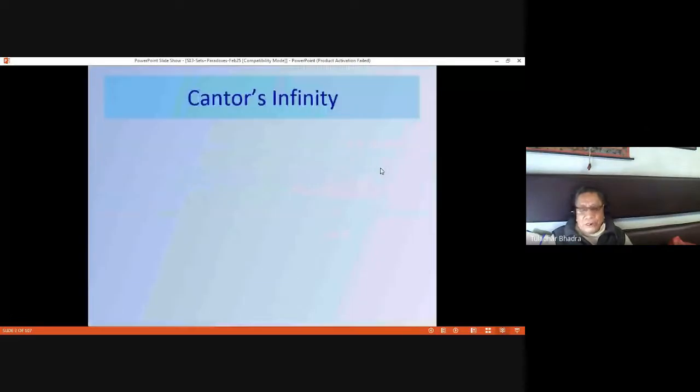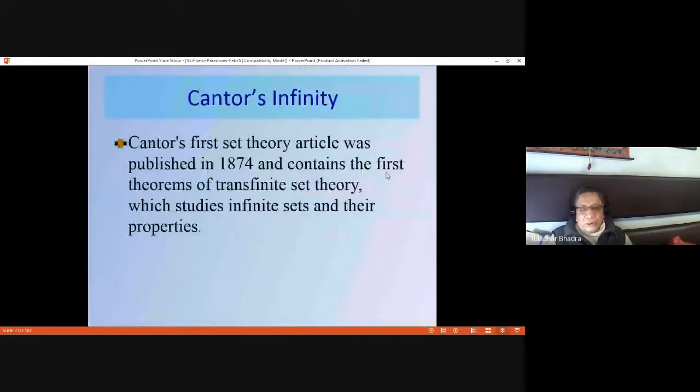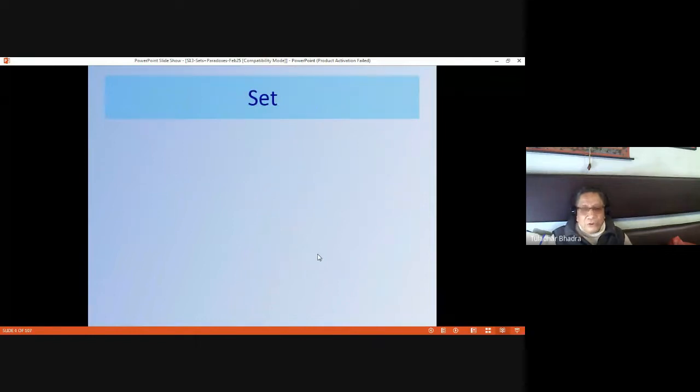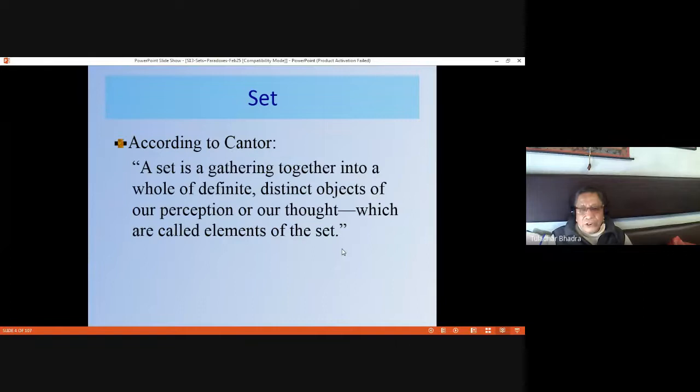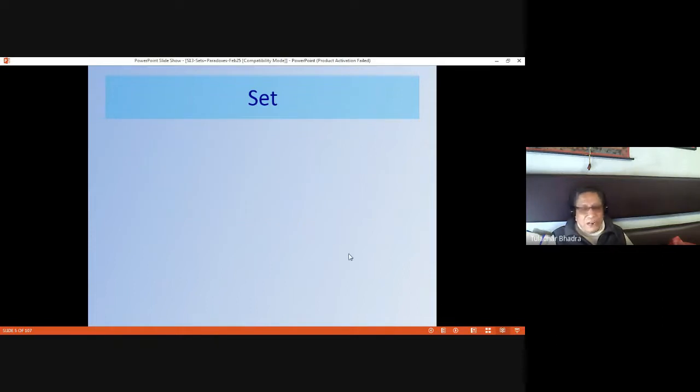That is Cantor's infinity. Cantor's first set theory article was published in 1874 and contains the first theorems of transfinite set theory, which studies infinite sets and their properties. Now the problem started with this. According to Cantor, a set is a gathering together into a whole of definite, distinct objects of our perception or our thoughts, which are called elements of the set. So that's what Cantor did.